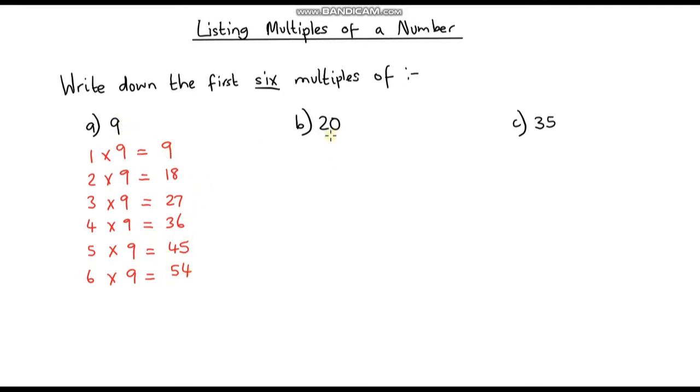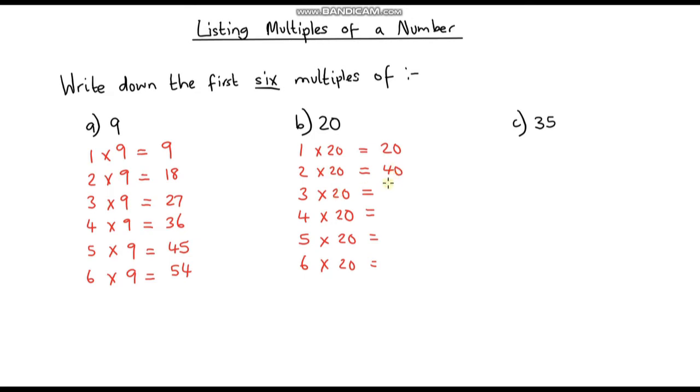So let's do the same thing with 20, and I encourage you to pause the video and see if you can work out the first 6 multiples of 20. So again, the multiples of 20 is just going to be the 20 times table. So 1 times 20 is 20. If we add on another 20, that takes us to 40, plus another 20, that is 60, plus another 20, we are at 80, plus another 20, we're at 100, and 6 times 20, we are now at 120. So these are the first 6 multiples of 20.